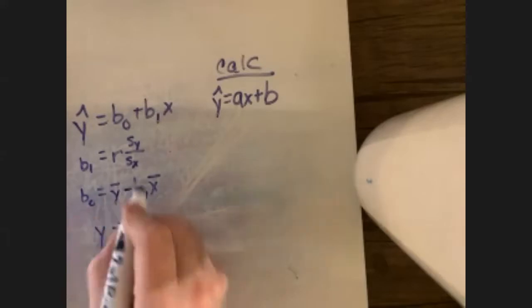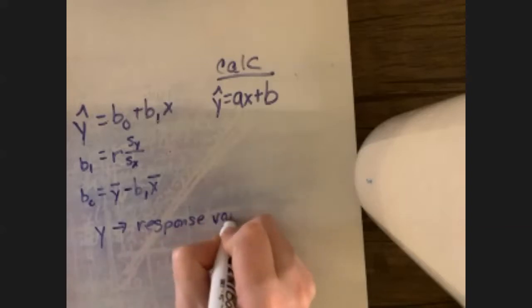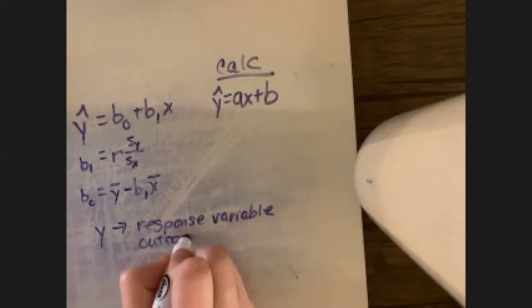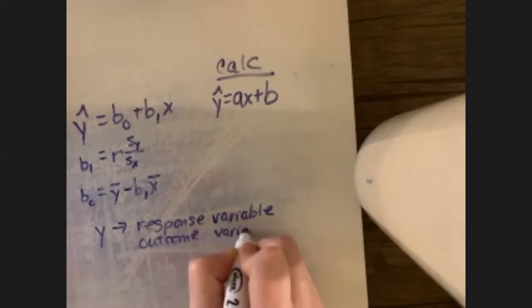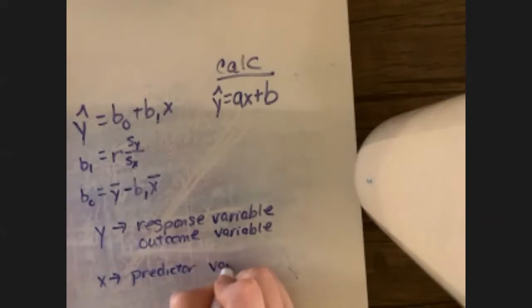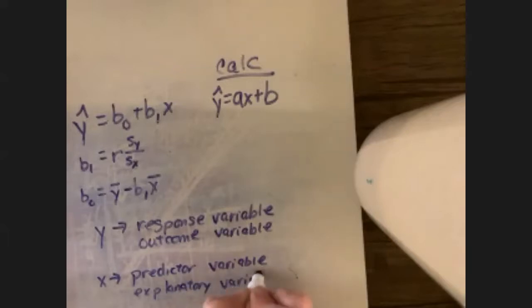Y is going to sometimes be called a response variable or an outcome variable. X is going to be called a predictor variable or an explanatory variable. Okay.